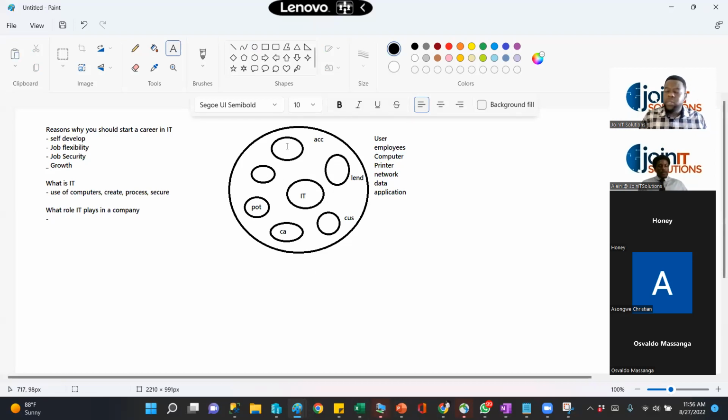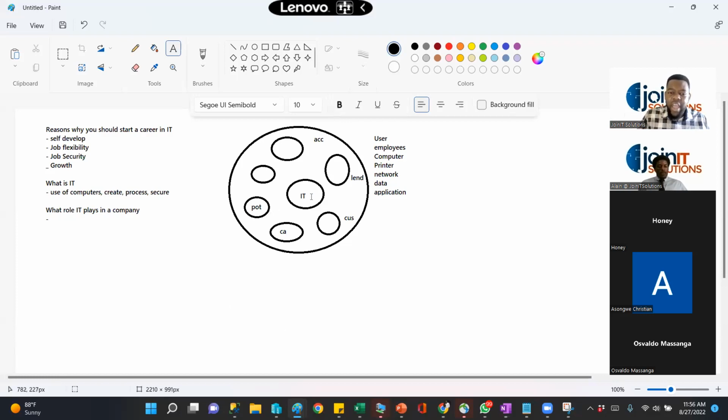You can have 2 accountants. You can have 3 customer service, 5 cashiers. But in IT, 2 people cannot support this entire company. That is why you always have IT jobs out there. And the good thing is that when you start today as someone with just basic knowledge in computing, you can grow to become help desk assistant, help desk analyst, desktop support, database administrator, and all of this.